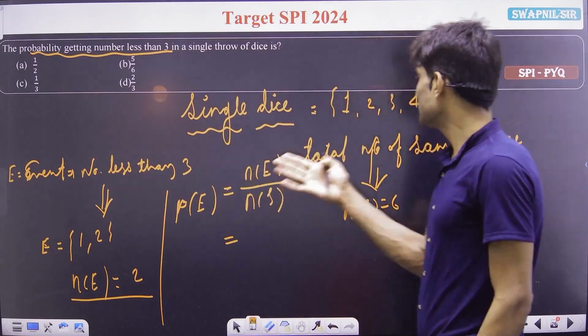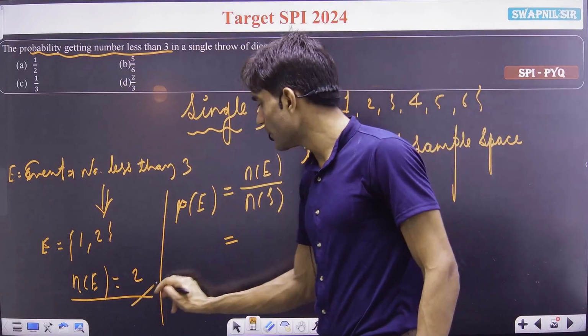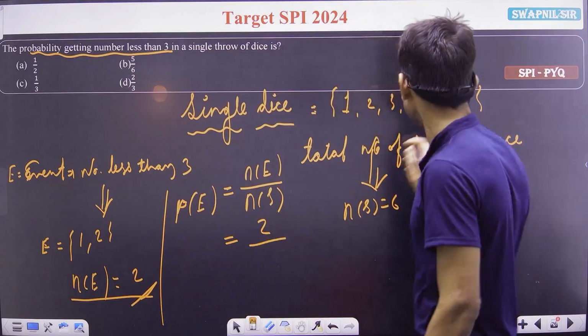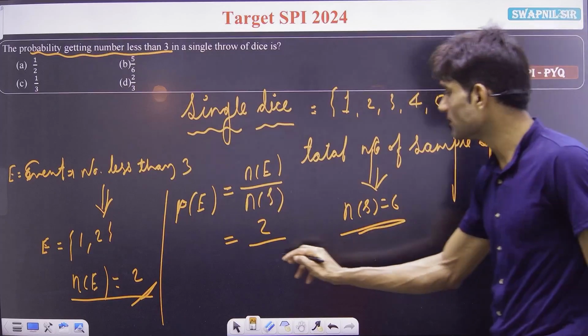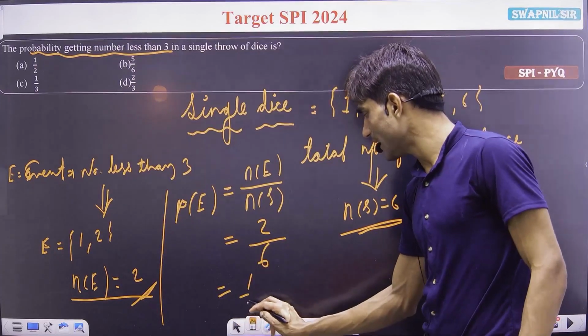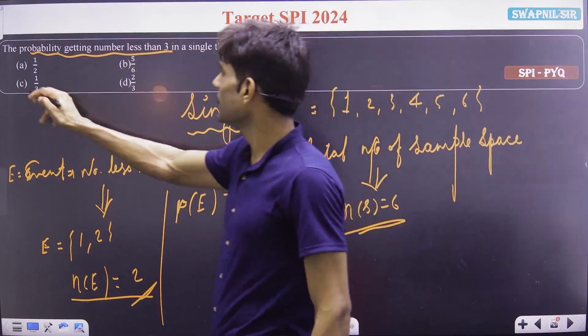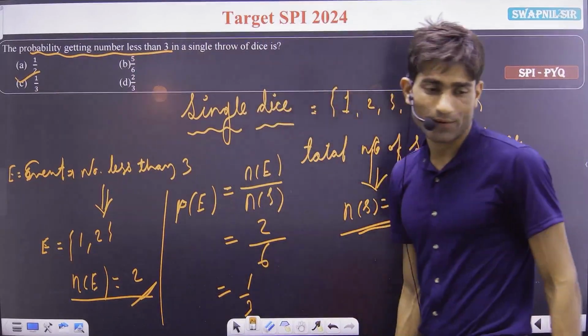Okay, what is the number of event E? Favorable outcomes we have here: 2. Number of elements in the sample space we have here: 6. So 2 by 6, we write 1 by 3, which is given in our option C.